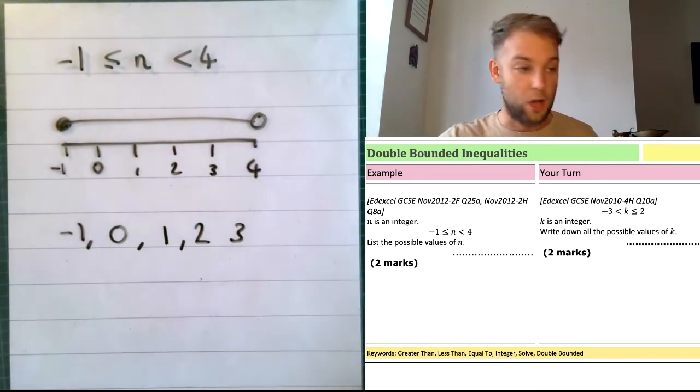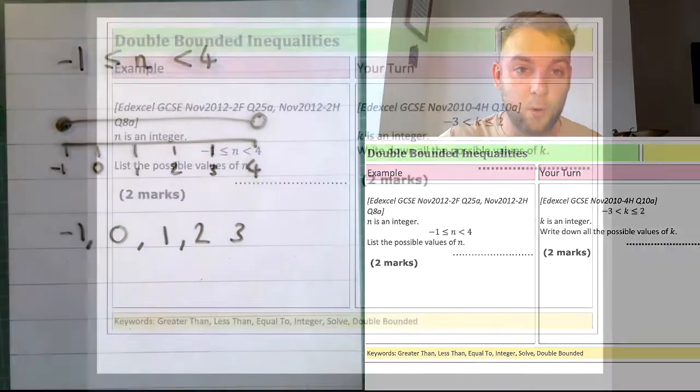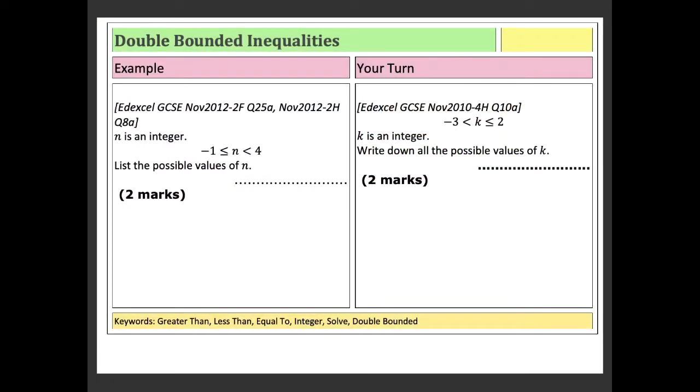Brilliant. So just so you can get a bit of a recap, pause now and have a little go at that one on the right hand side. So pause now and have a go at that one.